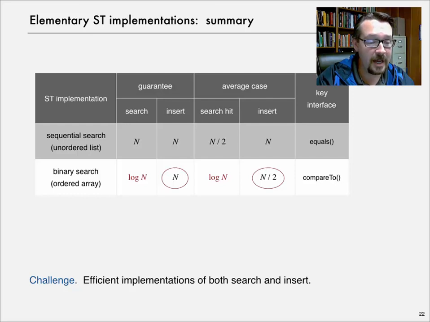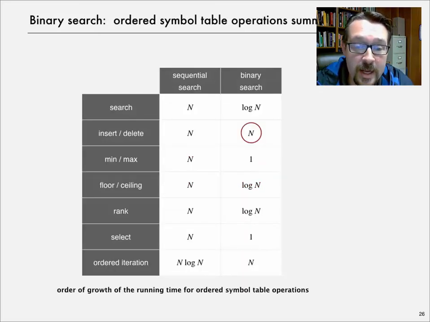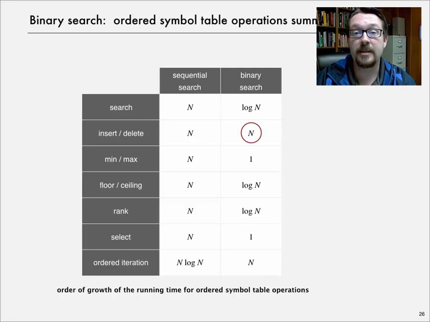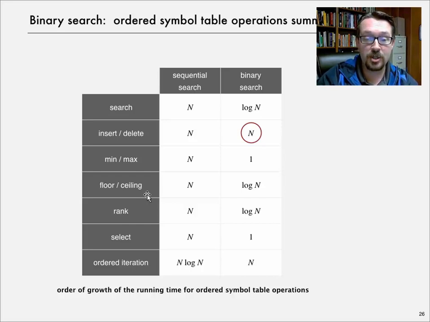When you look at the table for the additional methods that are in the expanded API for a symbol table that include when you're using a comparable key, search, insert. Of course, those are from the existing table, but finding the min, the max, the floor, the ceiling, the rank, select, and doing an ordered iteration, you see here what those particular orders of growth for running time for those ordered symbol table operations would be.